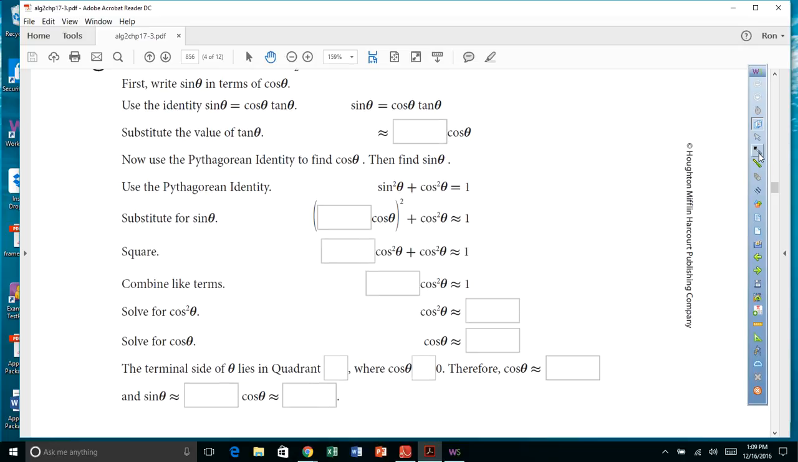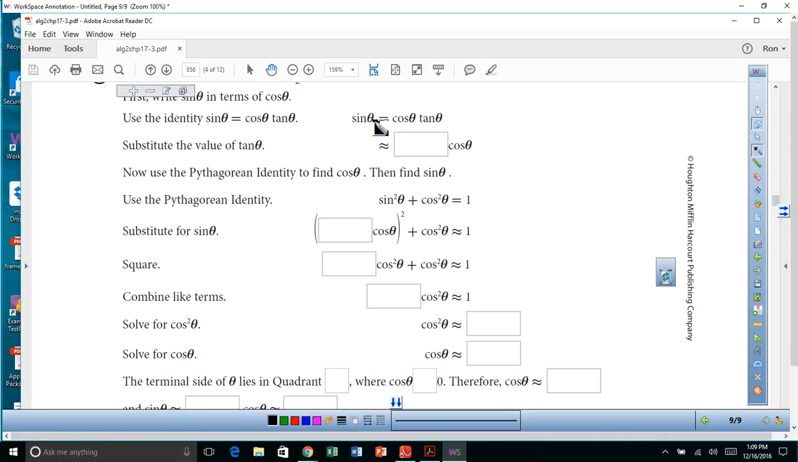We can do it like that. There we go. So sine theta equals cosine theta times tangent theta. Substitute the value of tangent theta in. Well, we know that to be approximately negative 4.366. Okay. Now use the Pythagorean identity to find cosine theta.